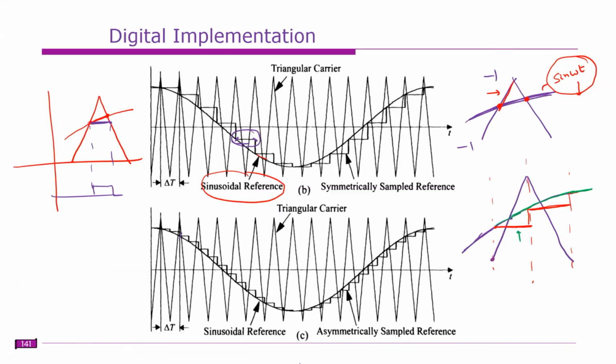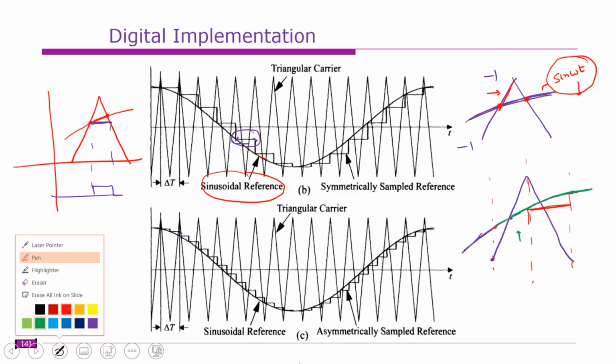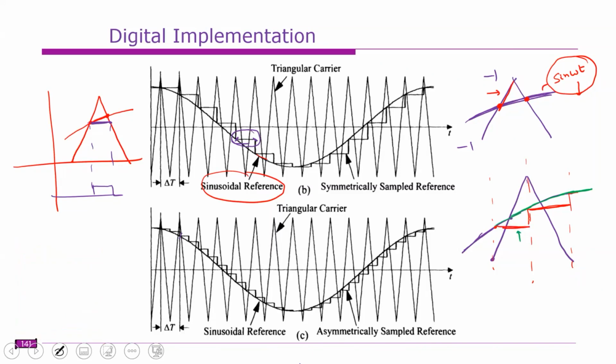Then we have the asymmetrically sampled reference, whereas here the carrier is sampled at the positive peak as well as the negative peak. This is sampled at the positive peak, and this is also sampled at the negative peak. This gives the asymmetrically sampled one, which is a close approximation of the actual signal.